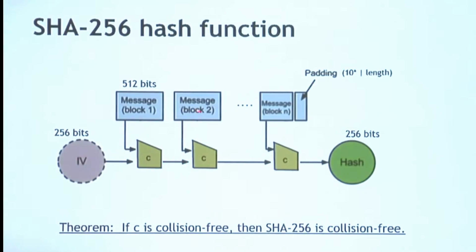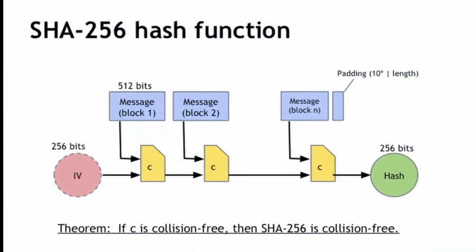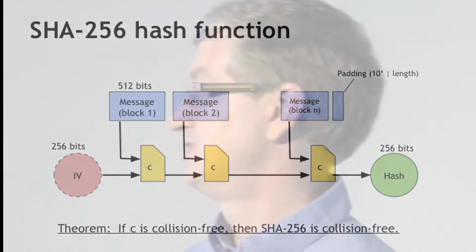You now take that with the next 512 bits of the message, run it through C again, and you keep going. Each iteration of C crunches in another 512-bit block of the message and mixes it in to the result. When you get to the very end, you have consumed all of the blocks of the message plus the padding. The result is the hash, a 256-bit value. And it's easy to show that if this function C, the compression function, is collision-free, then this entire hash function will also be collision-free. The other properties are a little bit more complicated, so I won't talk about them here.